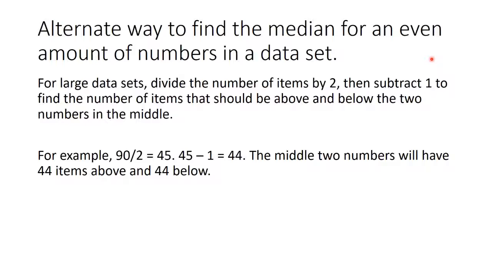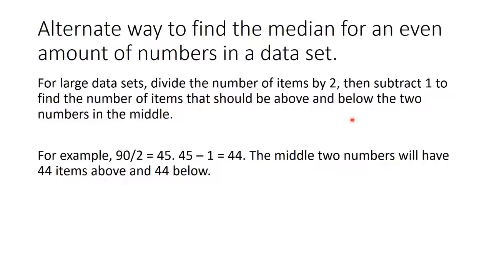First things first, you're going to need to figure out how many items you have total in the data set, so make sure you count how many numbers there are. Once you've done that, and if the number is even, you divide that number of items by 2, and then you subtract 1, and that's it. That will tell you how many items should be above and below the two numbers in the middle. That will speed up your process of finding the median for an even amount of numbers in a data set.